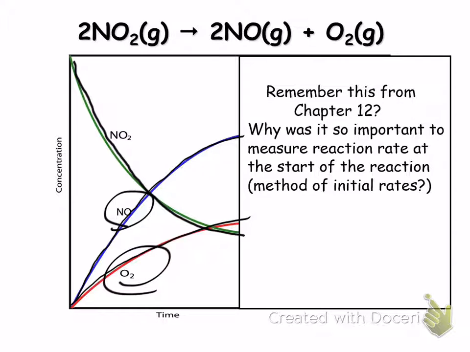And it really can't speak to how much NO is used. You can look at the coefficients. What is the relationship between the usage of NO2 and the creation of NO? They're made at the same rate.